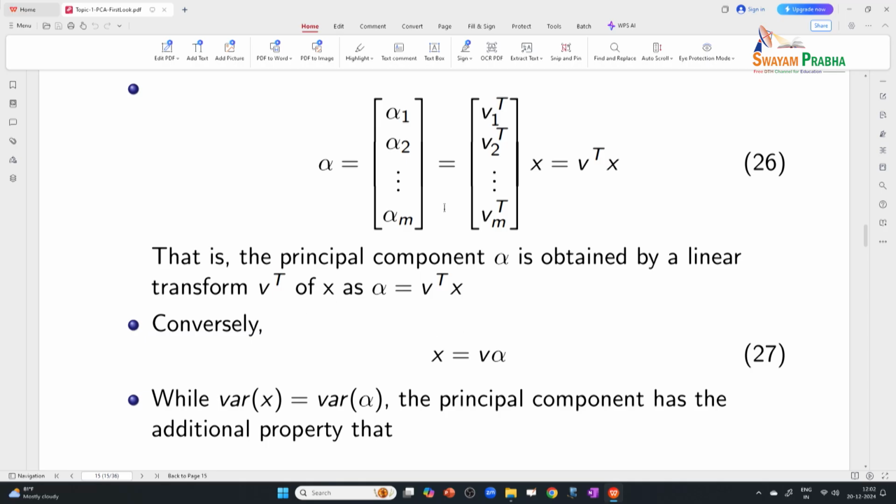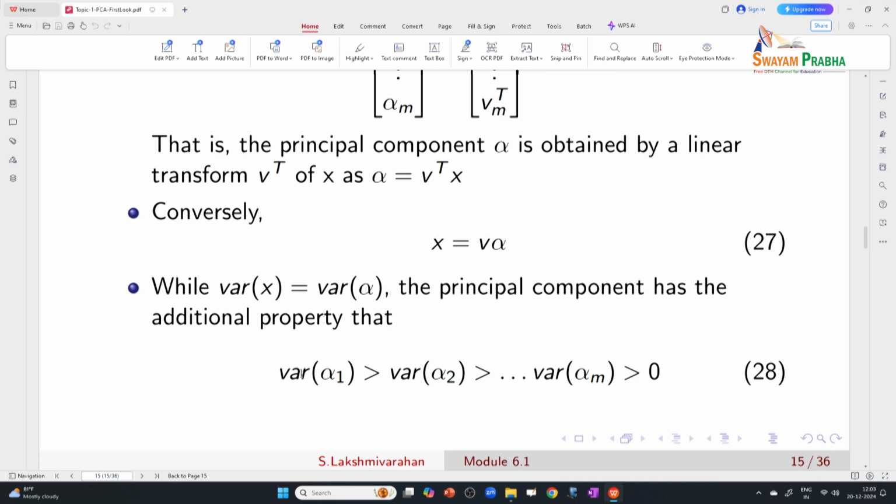Conversely, V transpose is V inverse. For orthogonal matrices, the transpose is the inverse. Therefore, from X I can go to alpha, and from alpha I can go to X. So, alpha is equal to V transpose X. That tells you X is equal to V alpha. In this representation, what do we know? The variance of X is equal to the variance of alpha. That means the principal component is such that its total variance is preserved.